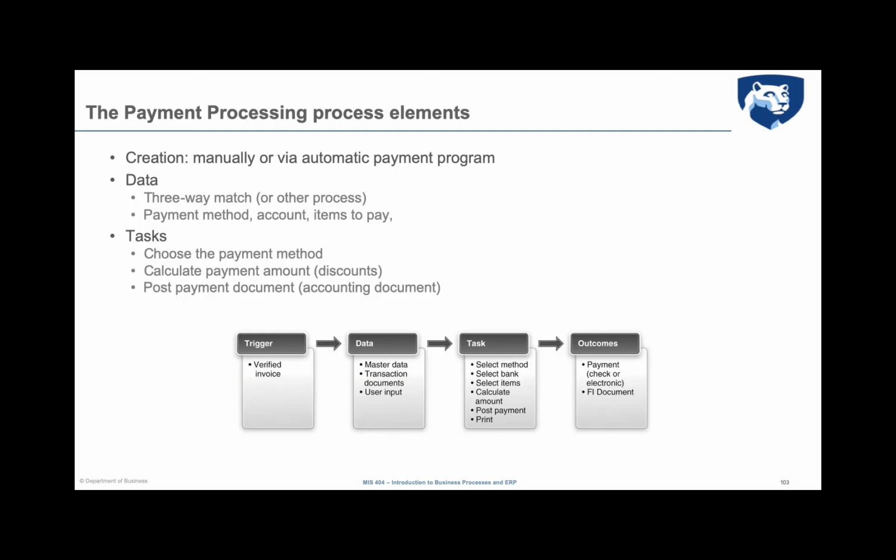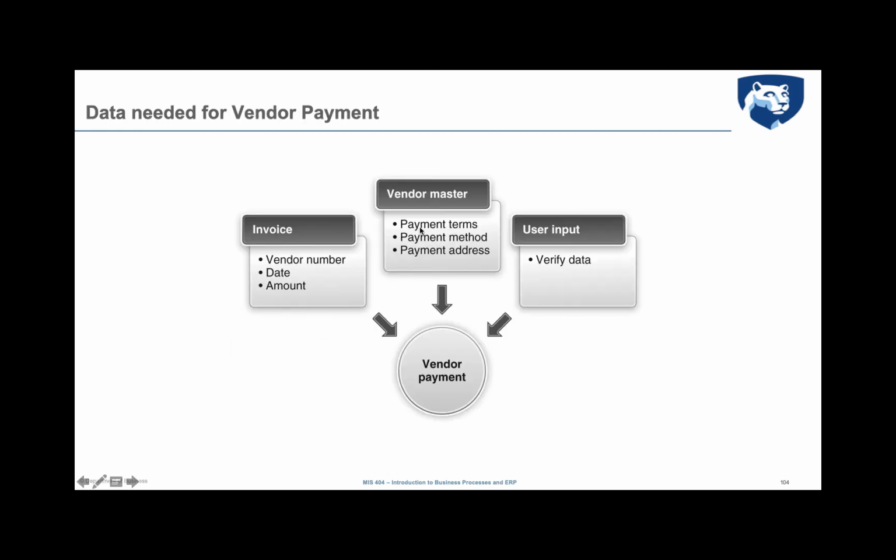Last process, I won't spend too much time because it is unlikely that you will manage this type of process, which is the payment processing, made by accounting. So you take the three-way match and the payment method to your supplier. You see invoice, vendor number, date, amount, which already include the reference to the purchase order, the goods receipt, and of course the purchase requisition. They need to take the vendor master where the payment terms, method and address are defined, and the input, of course, they will need to verify the data.